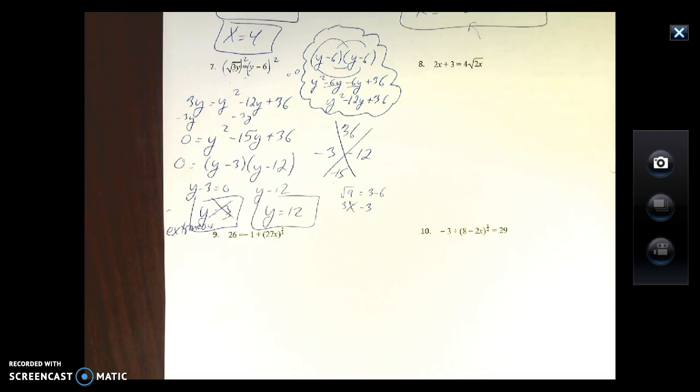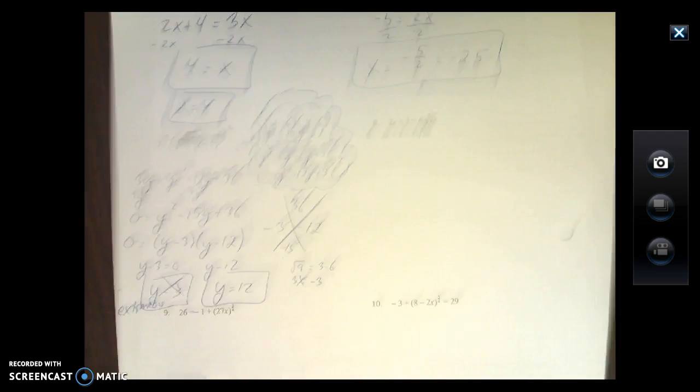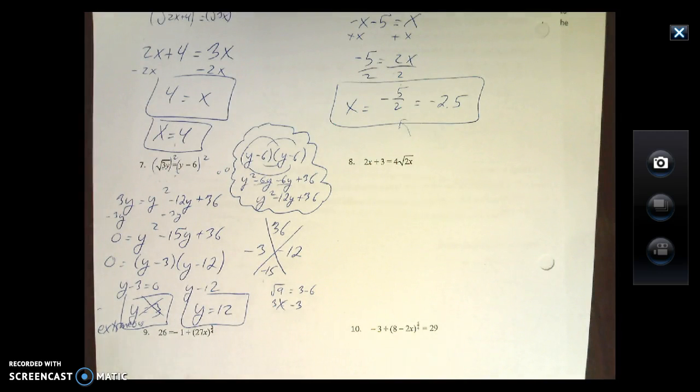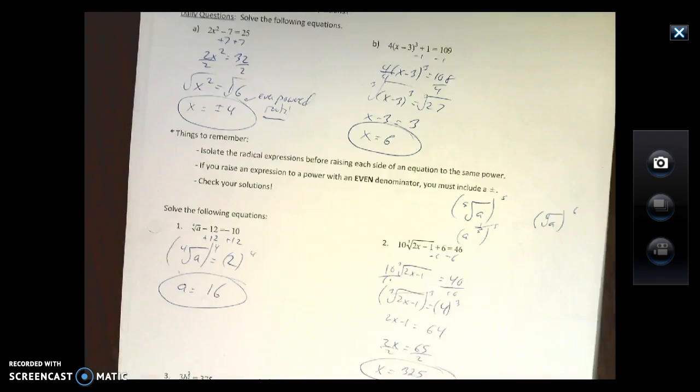So I'm going to end right here. We still have 8, 9, 10, and then a few word problems to go through, and these are some really good word problems. I'll see if I can get this video made up before whenever, but if you have any questions, please feel free to ask.